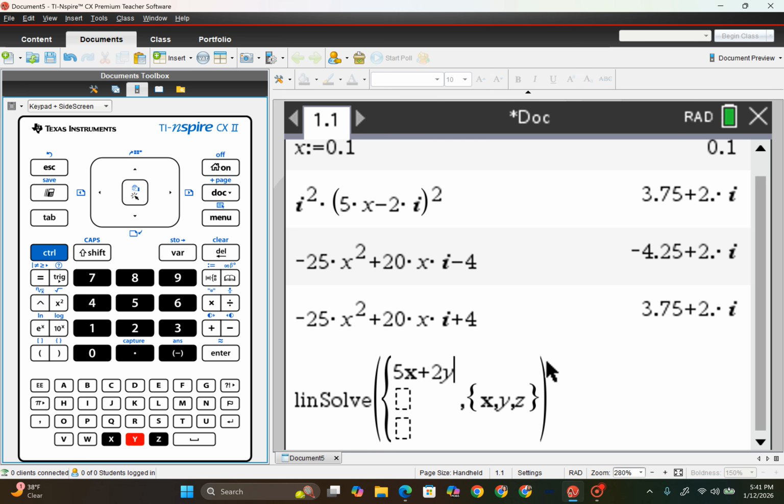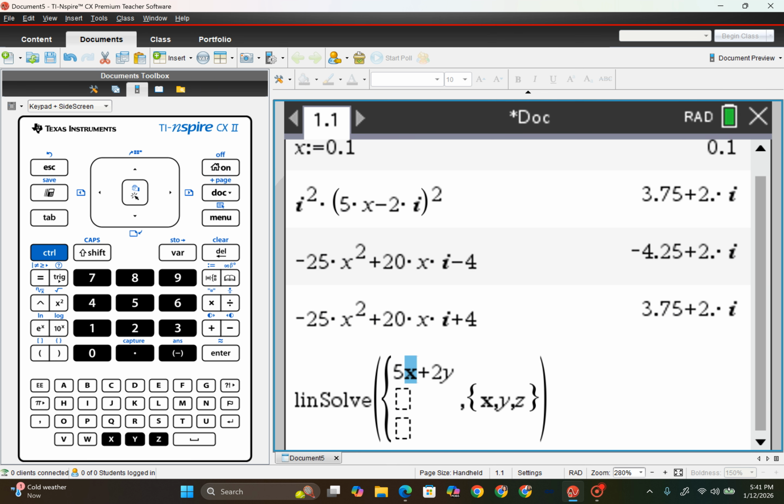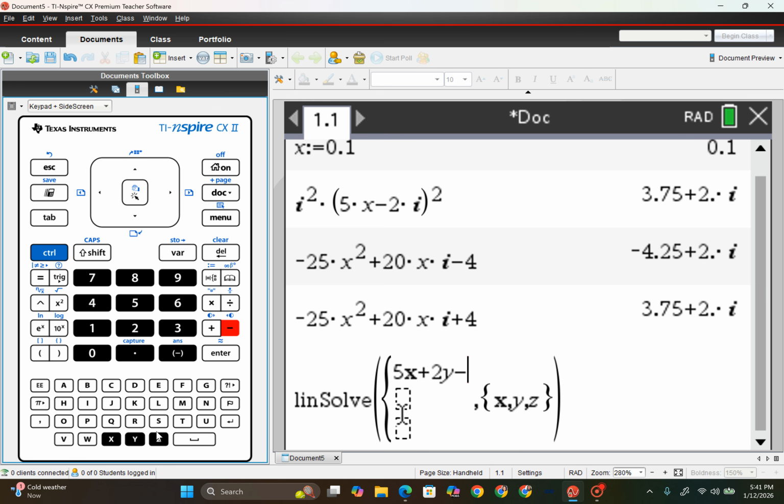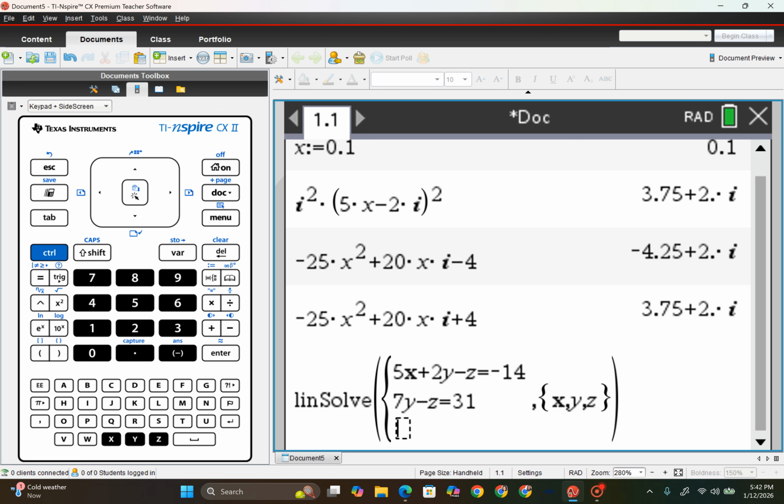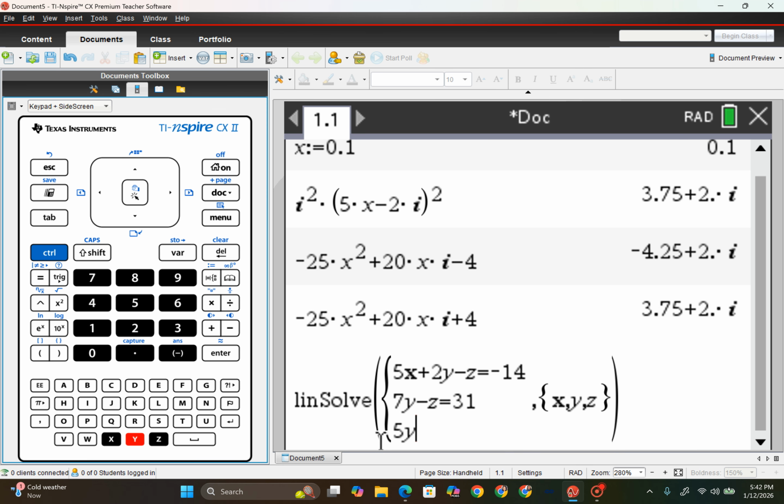Now I'm just thinking, see how this x is bold? I think I have to do this in a new calculator. But let me see if I can keep going, and then let's see what it'll tell me. Minus z equals negative 14. And then for the next one, we have 7y minus z equals 31. And then we have 5y plus 4z minus 5x.